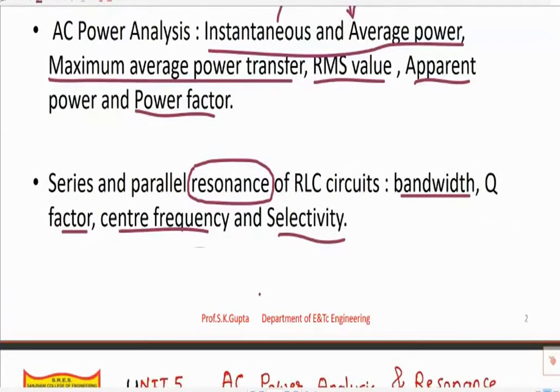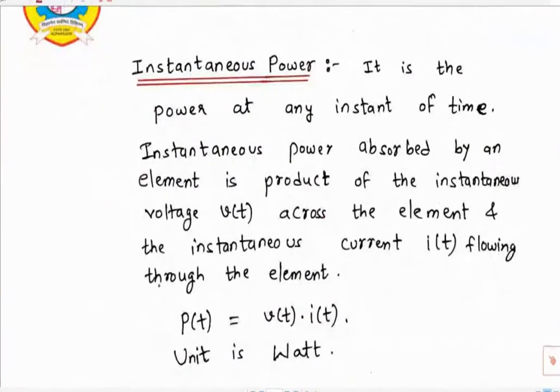Okay, let us start with the instantaneous power. Just look at this mathematical formula. P of t equal to V of t into I of t. So here it is a product of voltage and current. How will you define instantaneous power? Instantaneous power is the product of instantaneous voltage and instantaneous current flowing through the element. And this power always changes with time. That's why I told you that it is difficult to measure this power. The unit of instantaneous power is watt.